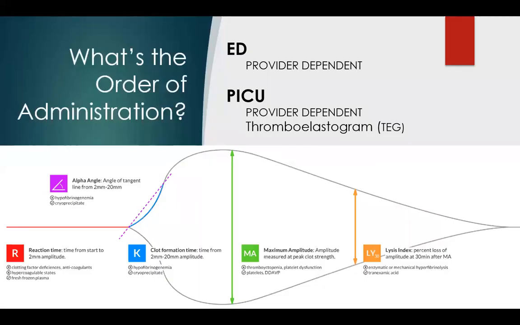So what's the order of administration? For the ED, it's provider dependent. Most often it starts with packed cells, but it really depends on what the physician feels is going on. In the PICU, it's also provider dependent and also based on the thromboelastogram, which is a TEG, which is sent in the ED for traumas. There's a separate lecture on TEG, so I'm not going to go through this. This is just the graph for the TEG.